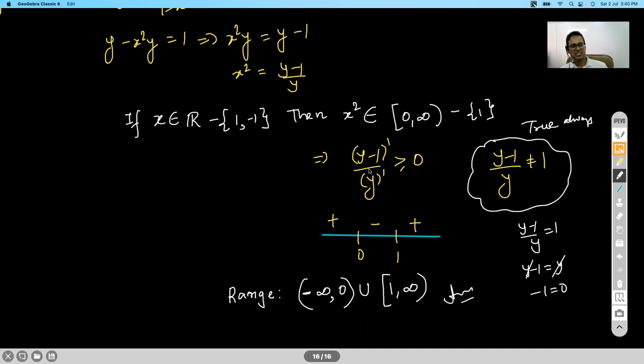So please note, the process of finding the range is not as easy as finding the domain. So you need to practice more range-based questions. In fact, both domain and range-based questions. Anything that you would like me to revisit here or explain once again, kindly message me or speak out. I'll be more than happy to help you out again.